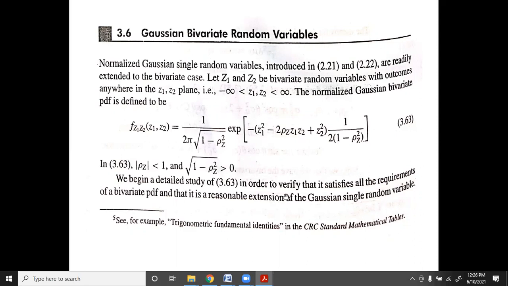So we can now study this in detail. We will try to find out whether this follows all the properties of the PDF, the probability density function. If you integrate this with respect to Z2, do we get the PDF for Z1? If we integrate this with respect to Z1, do we get the PDF of Z2? If you integrate for both Z1 and Z2, do we get the value equal to 1? And what is the minimum value and the maximum value of this? All that will give us the properties of the PDF.